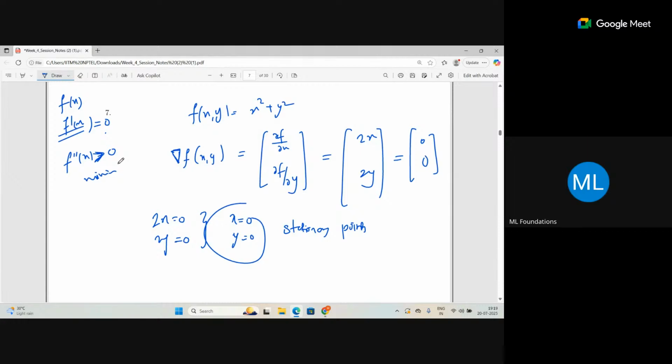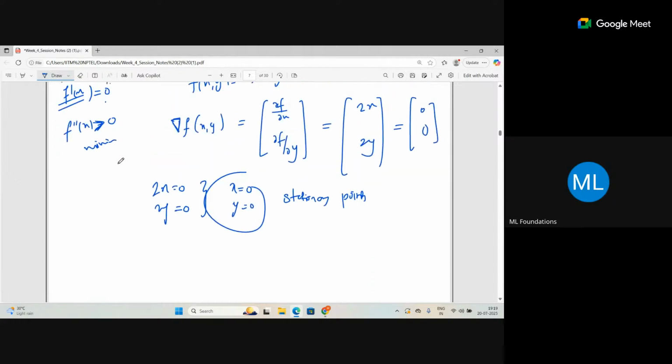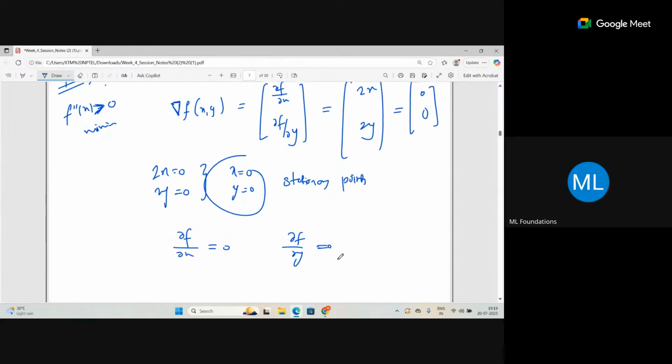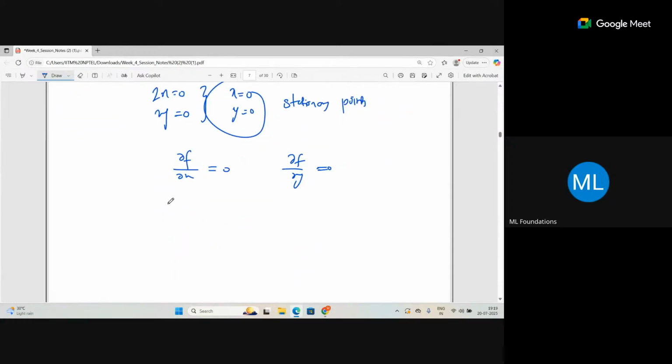But when you have two variables, in that case, it will not be that one. So you have to find, let's say, del f by del x equal to 0 and del f by del y equal to 0. That is how you find the stationary points. Then you'll have to find del 2f by del x square, del 2f by del y square, and del 2f by del x del y.